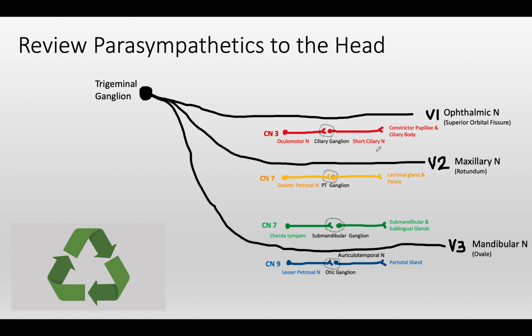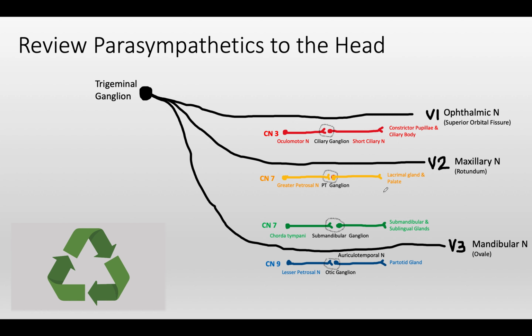Cranial nerve 7 is going to travel with cranial nerve V2, and it is the preganglionic, so before the ganglia, basically. So the preganglionic nerve is going to be the greater petrosal nerve. It's synapsing at the PT ganglia. And then the postganglionic nerve is going to go to our lacrimal glands and the glands in our palate.